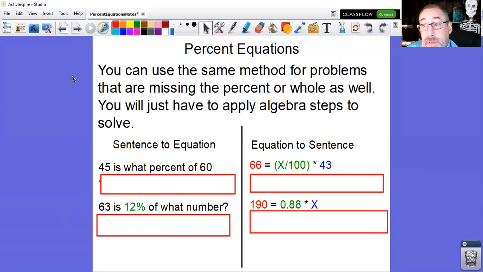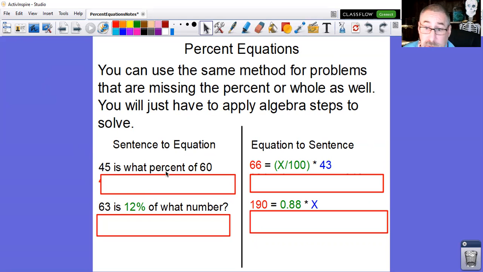All right, you can use the same method if we're missing the percent or if we're missing the whole. To find the answer, you just have to apply the algebra rules. But for right now, all we're worried about is writing our equation or writing our sentence. We're not going to worry about solving for the unknown at this moment. I just want you to get used to going from the sentence to the equation and the equation to the sentence.